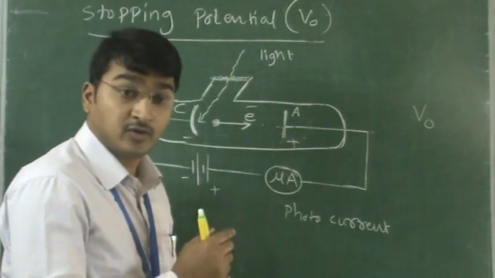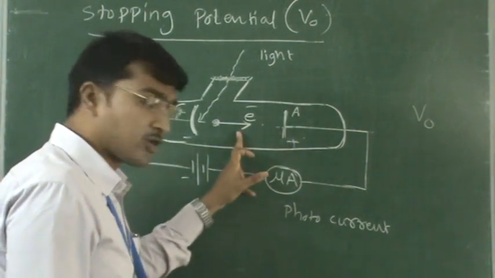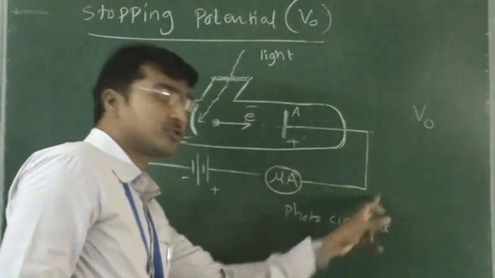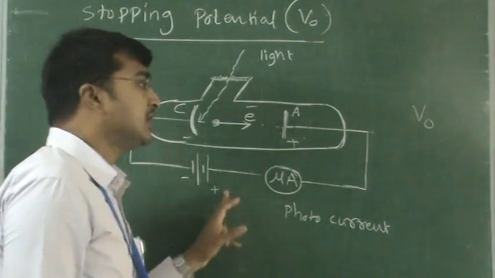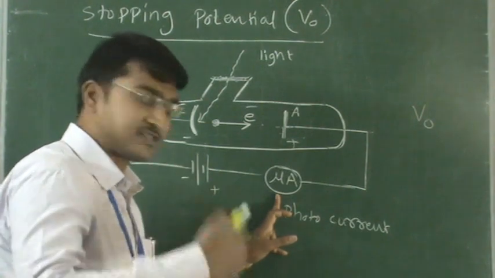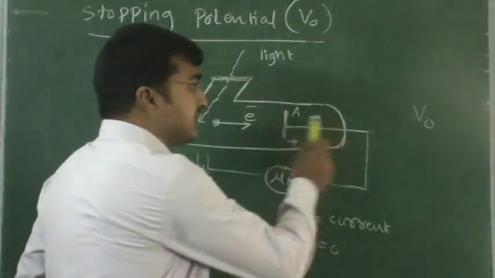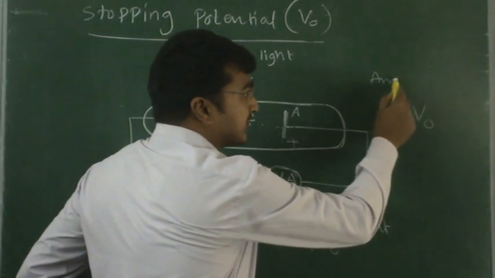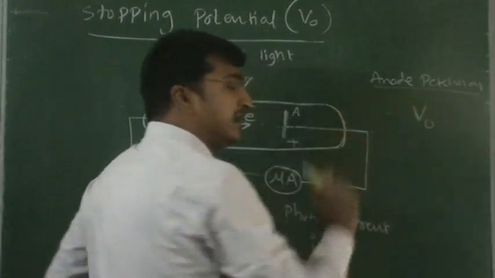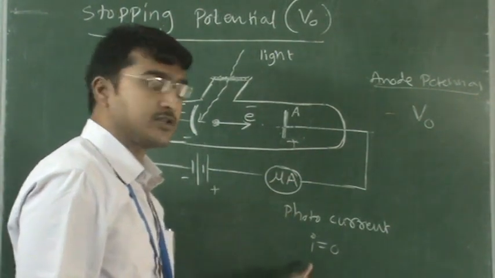Why does the ammeter show zero? Because we applied the negative potential. This negative potential repels the electrons, so no electron passes through to the anode plate or closes the circuit. The ammeter is used to count how many electrons pass per second. Since no electrons are reaching, the photoelectric current becomes 0. Got it? Here we are applying anode potential, and the anode potential is negative. By applying a negative potential to the anode plate, the photoelectric current becomes 0 at a particular voltage.